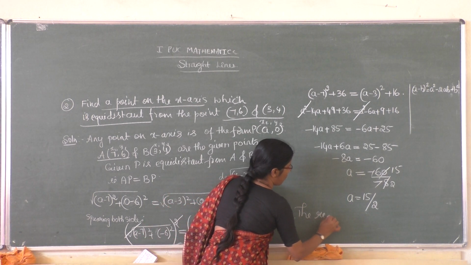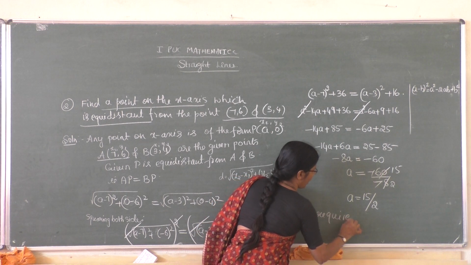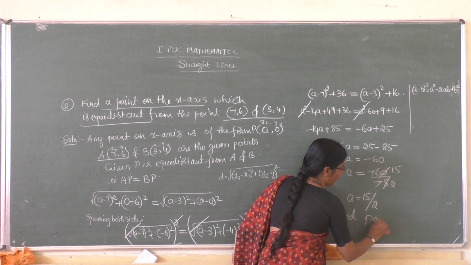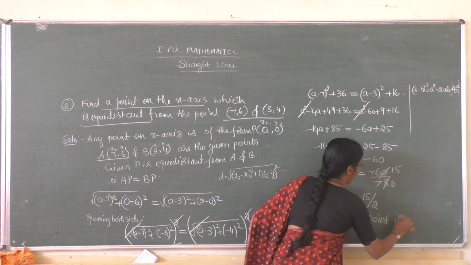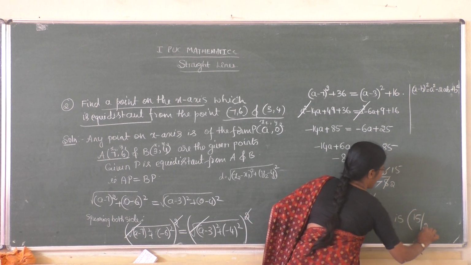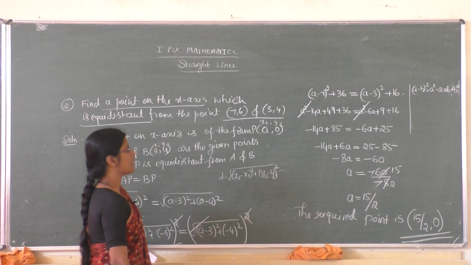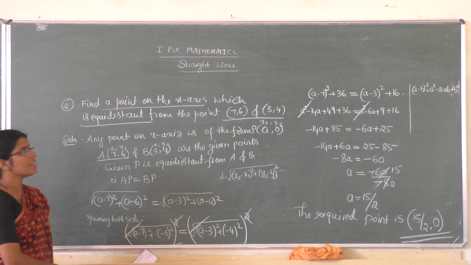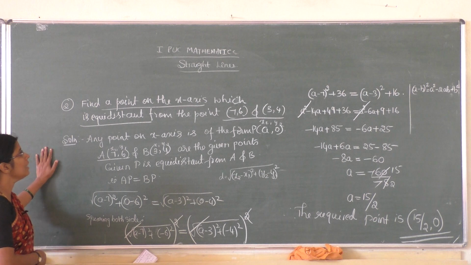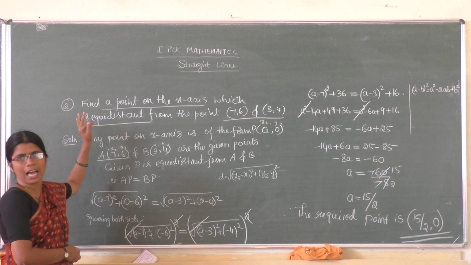Therefore, the required point is what? In the place of a, you have to take 15 by 2. So the point is (15/2, 0). This is how we get the point which is asked.